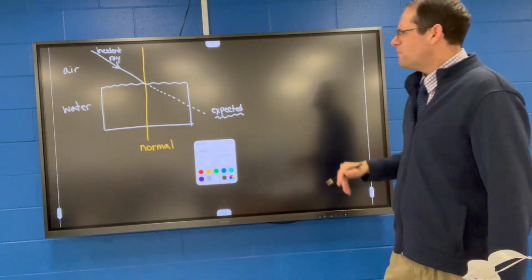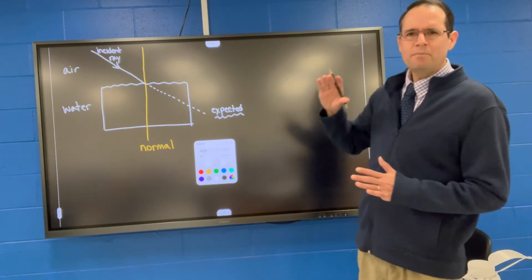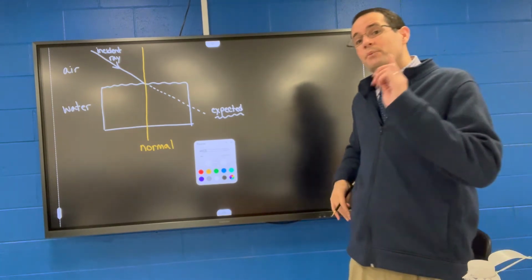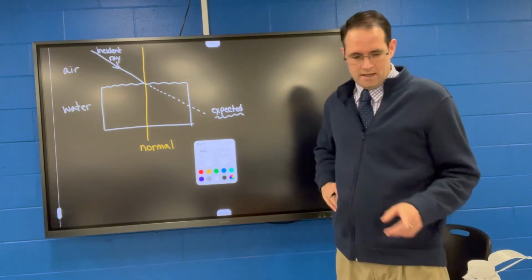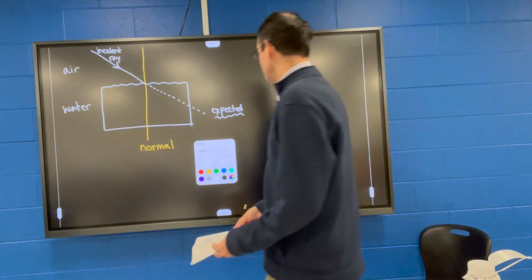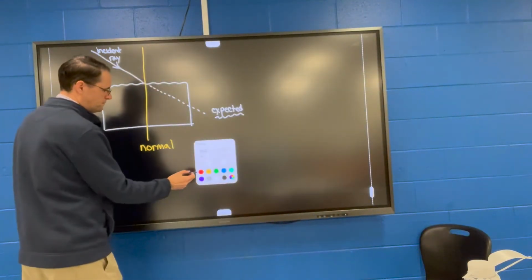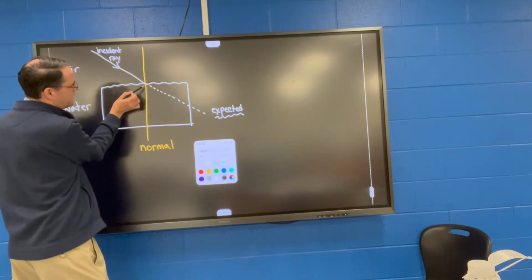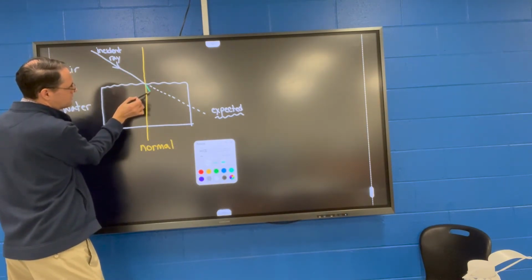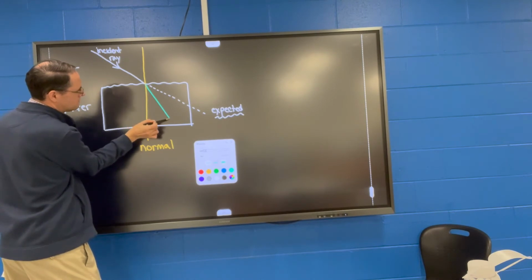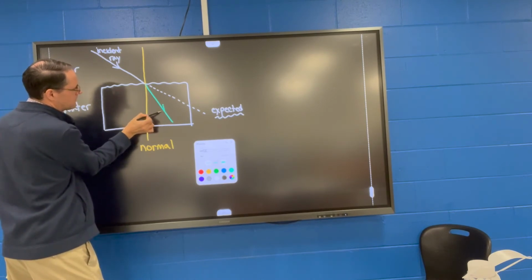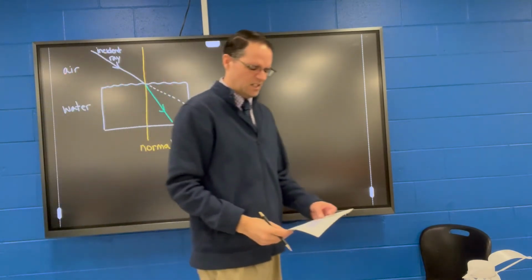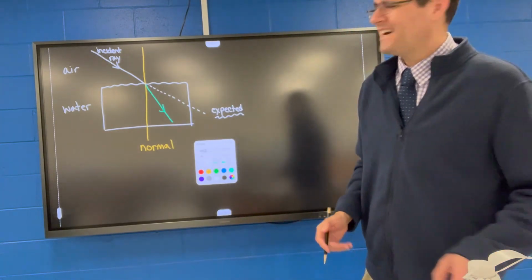Okay? But that does not occur. What happens is the light bends. And it bends toward the normal. Okay, bends toward the normal. So let's use a blue color here, and instead it's going to go in kind of this fashion here. Okay. This is called the refracted ray.